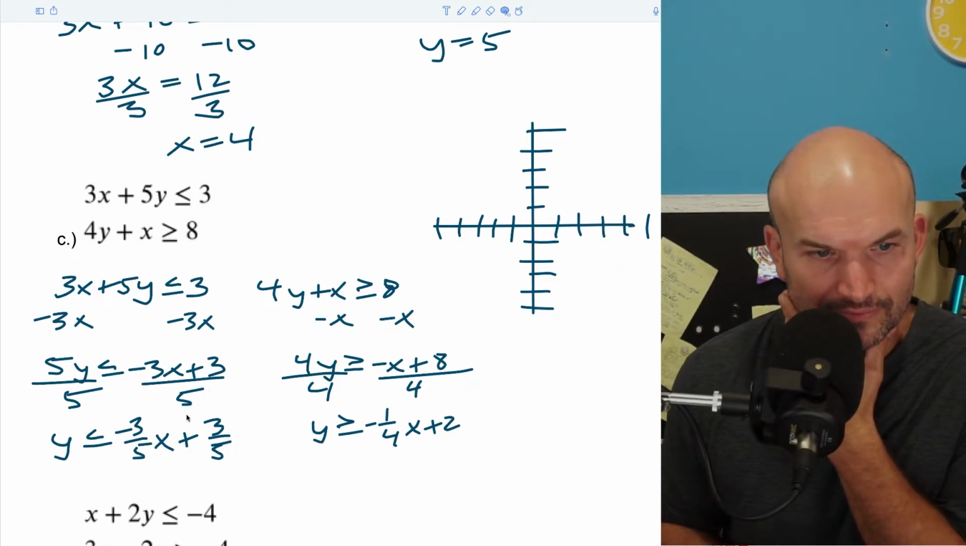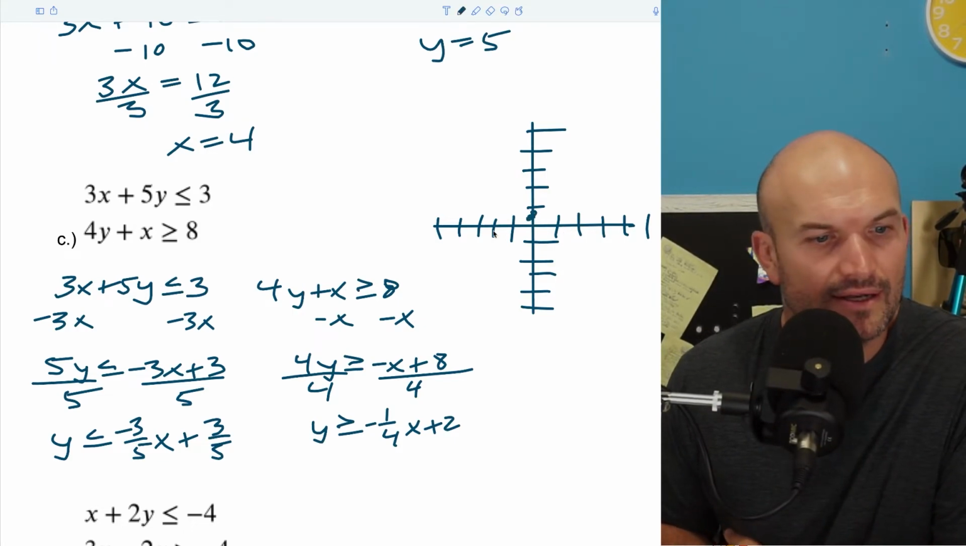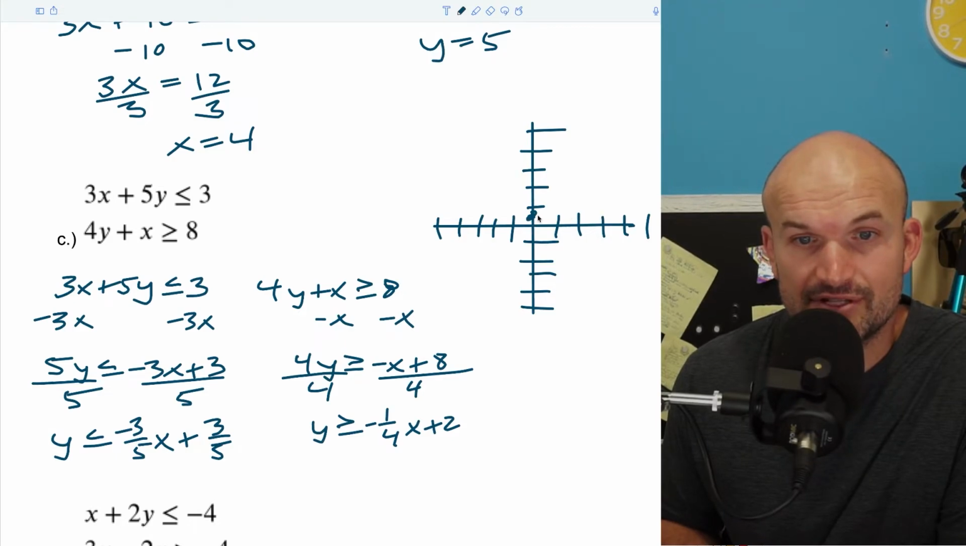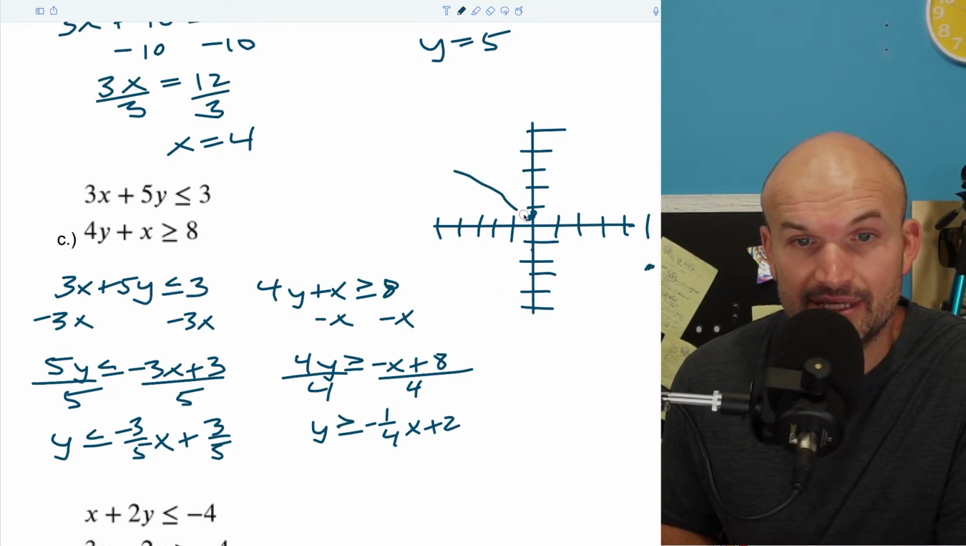All right, so let's go ahead and graph this. So 3/5 is going to be roughly somewhere there. And then I'm going to go down 3, to the right 5. So down 1, 2, 3, to the right 5, 1, 2, 3, 4, 5. Cool. Now this is less than or equal to, so therefore this boundary line is going to be included.